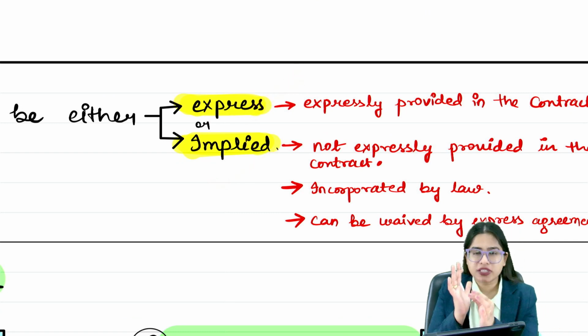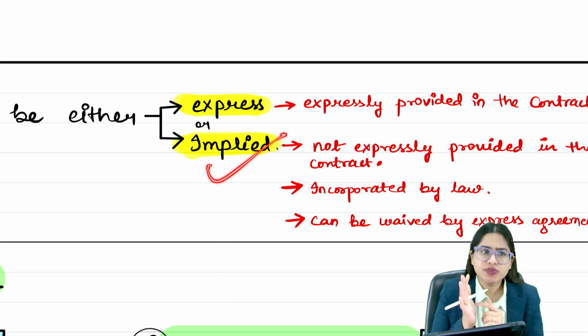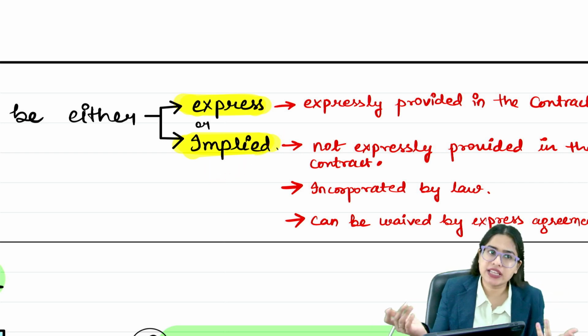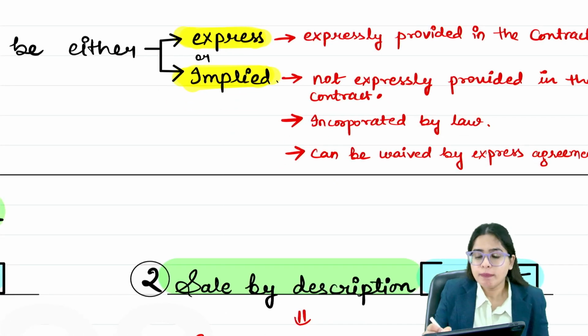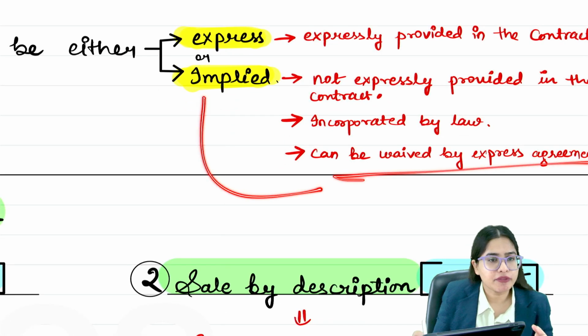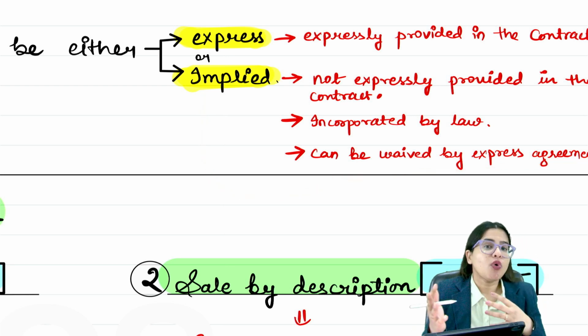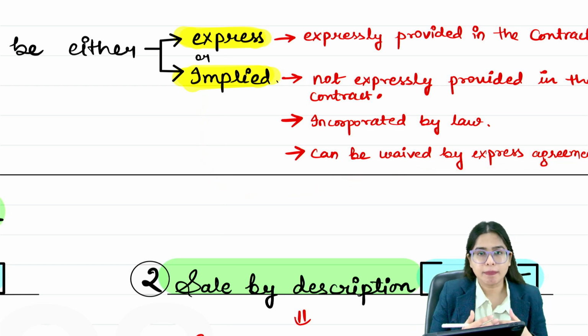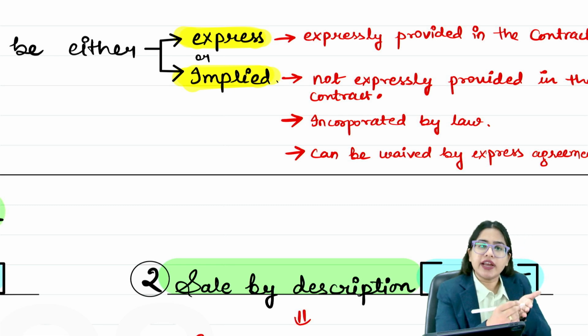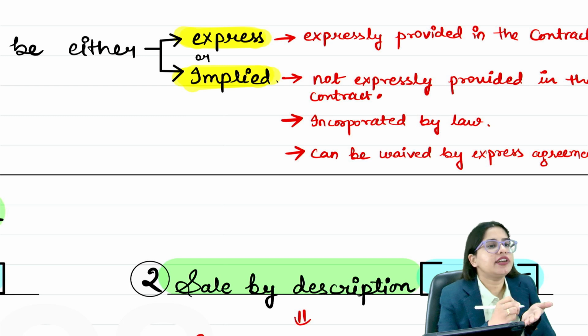Express means which are expressly written in the contract. Implied means which are not written in the contract but which are understandable, which are implied by law. But this implied condition can be waived by express agreement, meaning if you don't want any implied condition to apply, then in your agreement you can write that any implied condition and warranty will not apply.